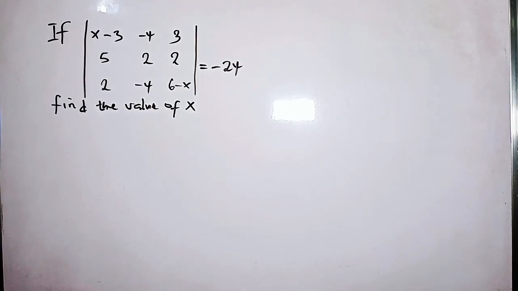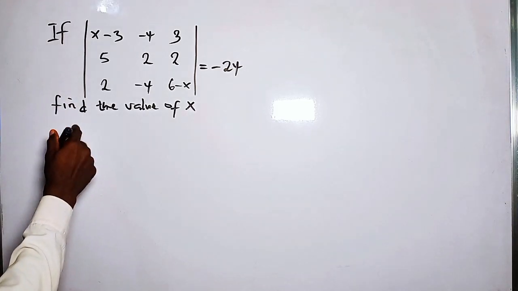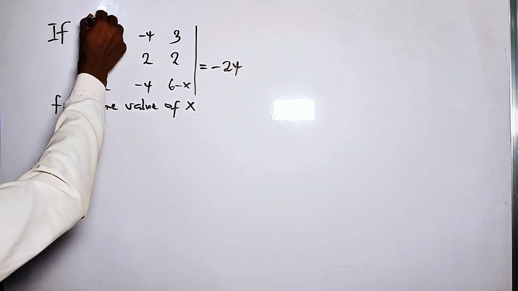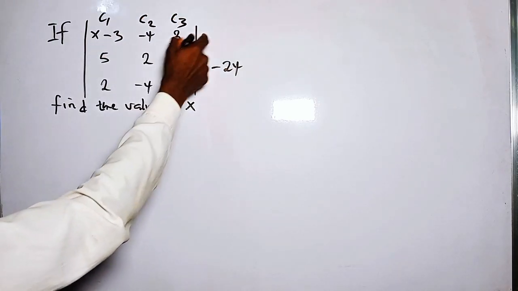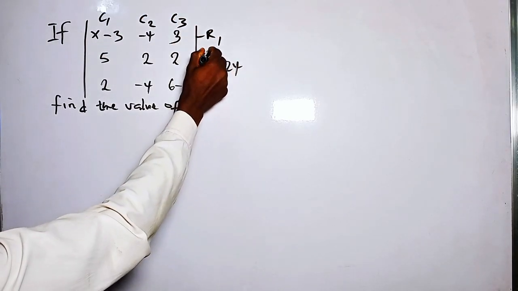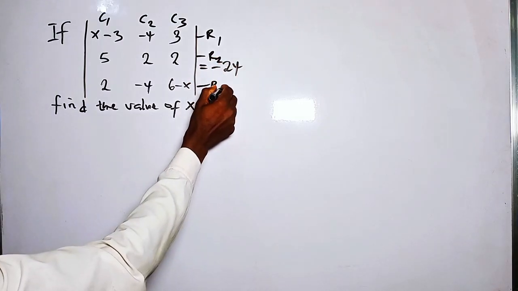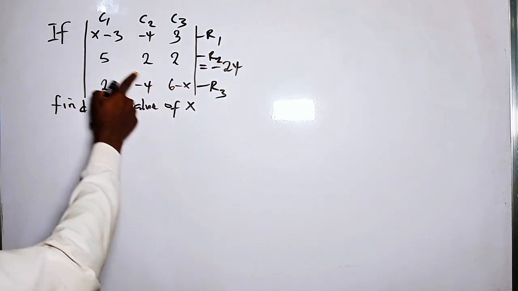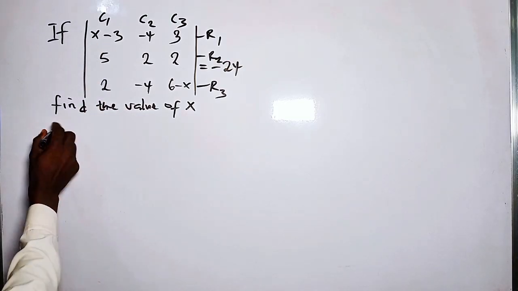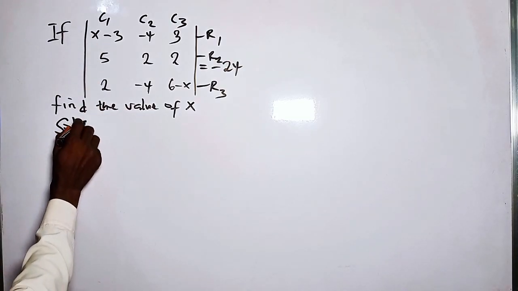The question says find the value of x in this matrix. So we have a 3 by 3 matrix, where we have column 1, column 2, column 3. We have this as row 1, row 2, row 3. So we have to determine the value of x in this matrix. So how do we do this solution?